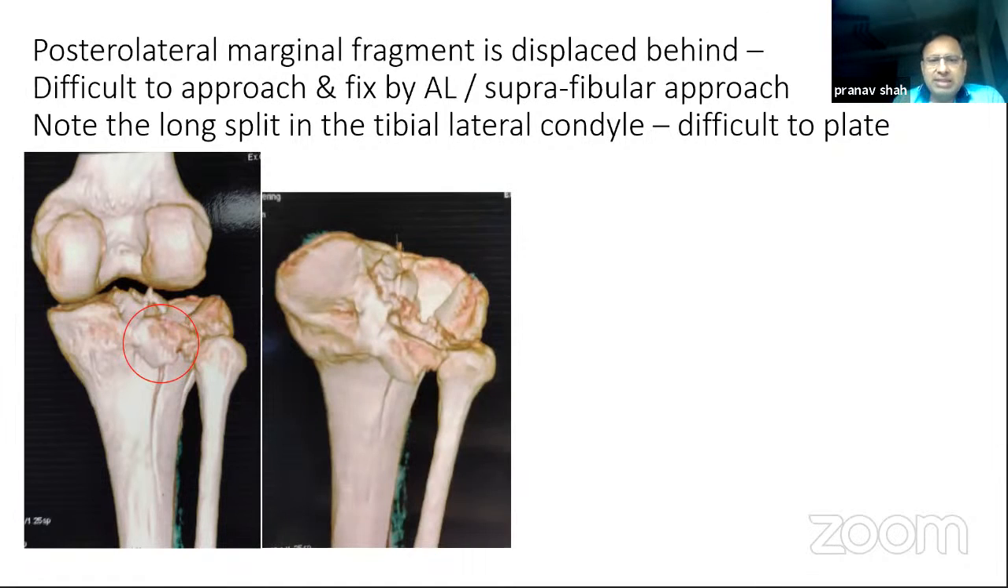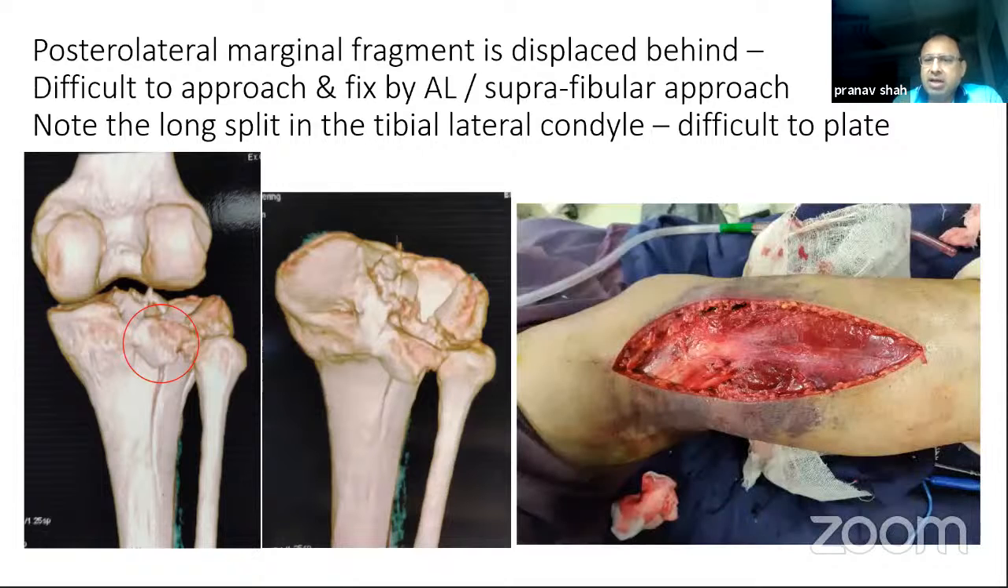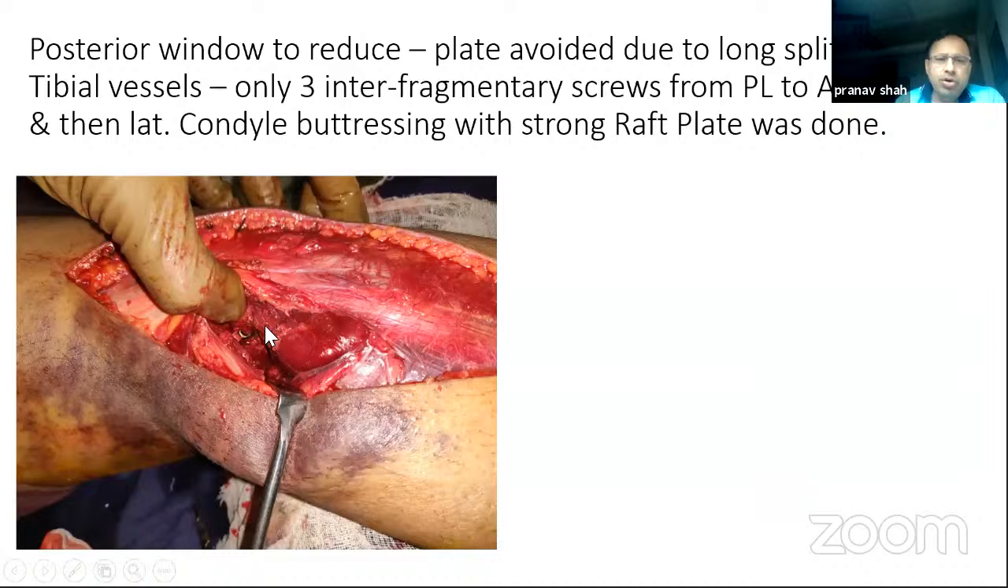This is another view of that same fragment, and this is the approach, the Frosch approach. So this is the posterolateral window. You can see this is the remaining of the soleus, and this is the screw, one of the 3 interfragmentary screws that I have passed from behind, 2 screws holding that marginal fragment.